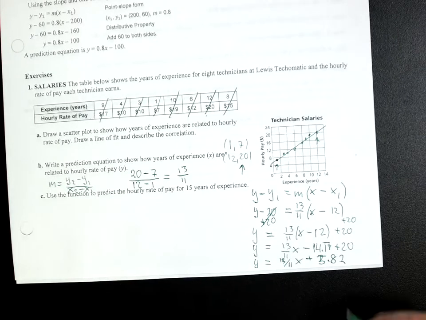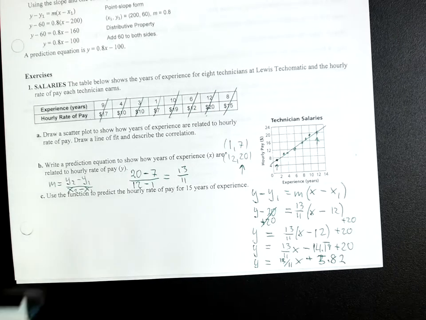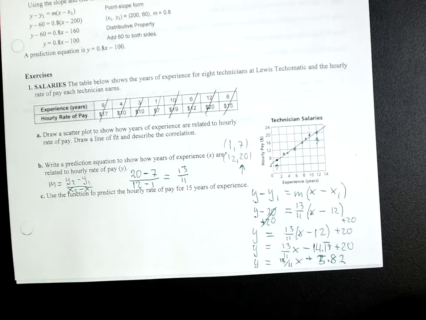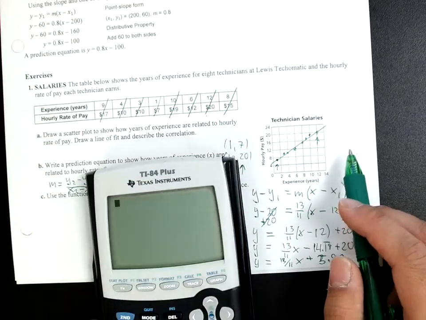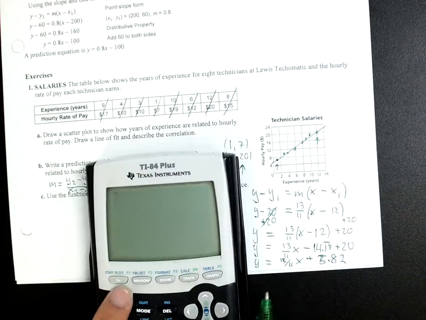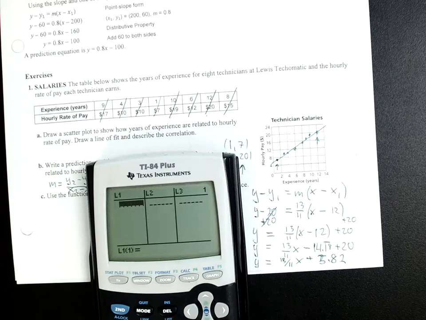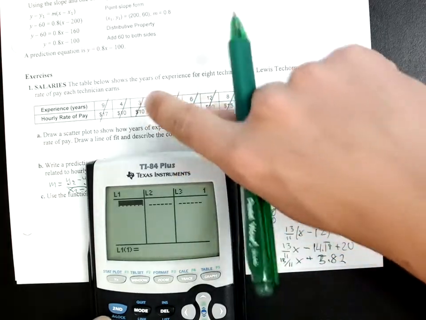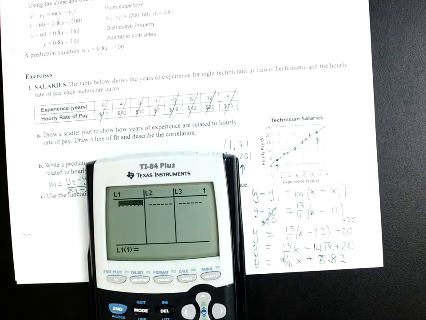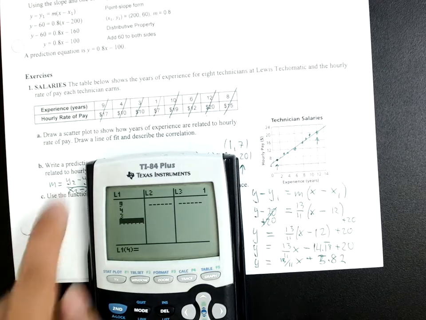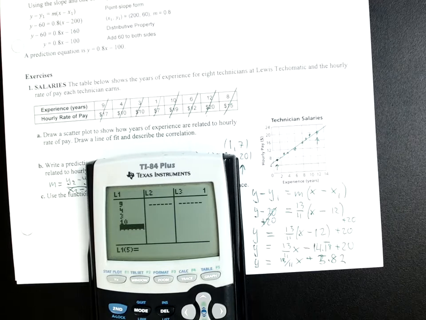Now, to see how close my prediction is, you can put it in your graph and plot those. So what you need is to put all these points in the calculator, and you don't have to put them in numerical order. You can just put them as they are, as long as you match the X and Y's.